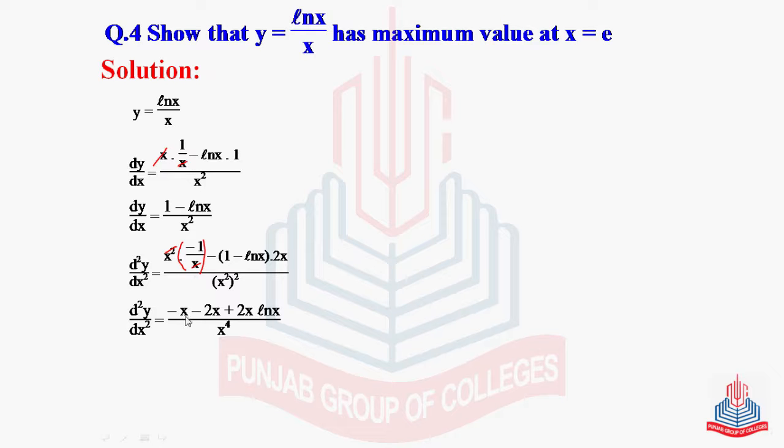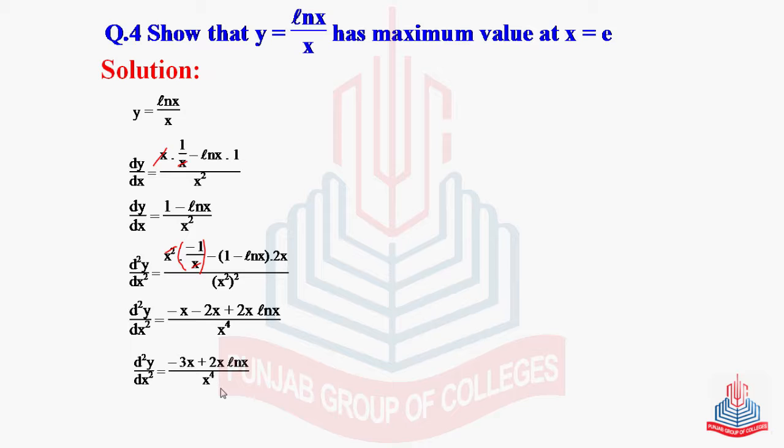We have minus x minus 2x plus 2x log x divided by x4, and the second derivative will be minus 3x plus 2x log x divided by x4. So we have first derivative which is 1 minus log x divided by x square, and the second derivative minus 3x plus 2x log x divided by x4.